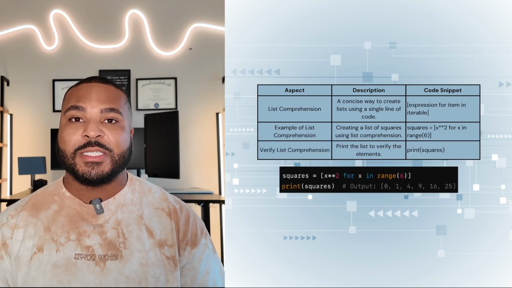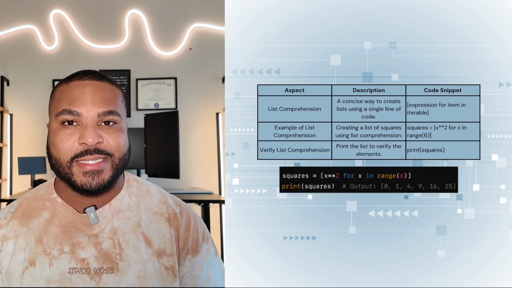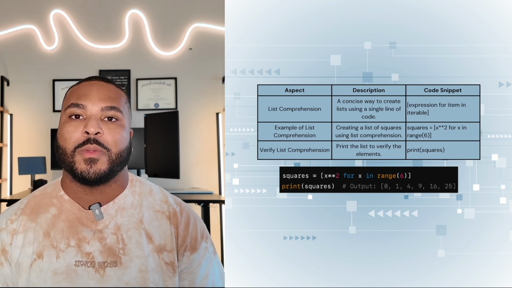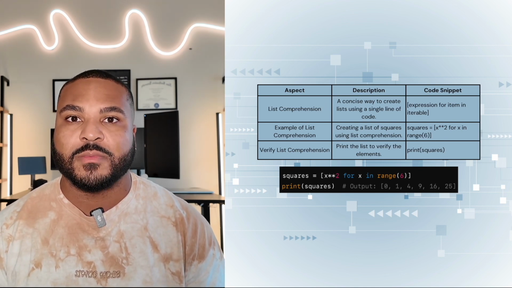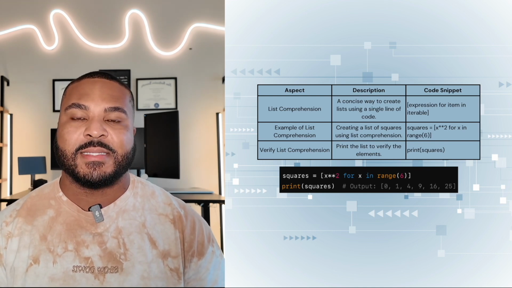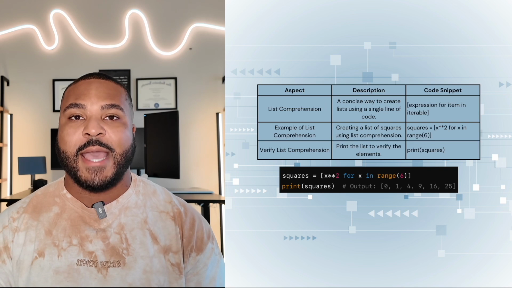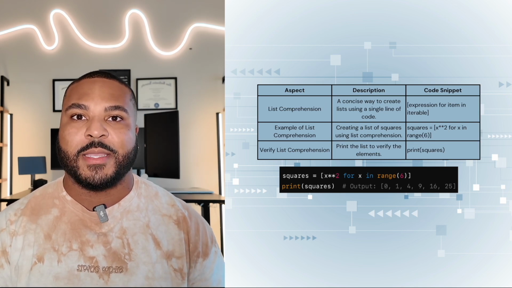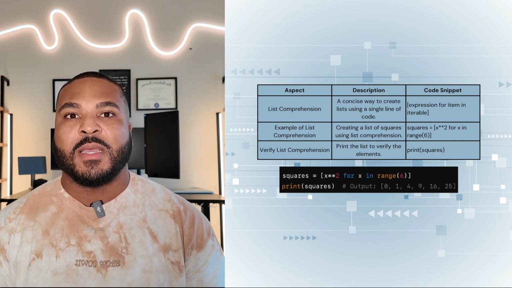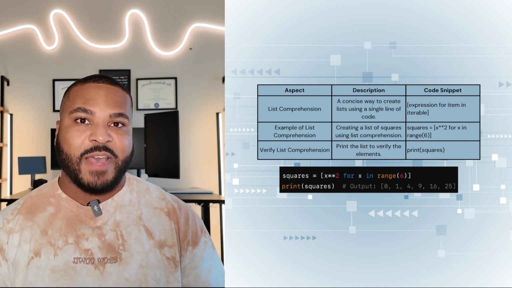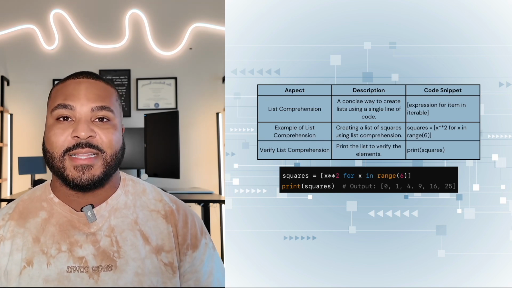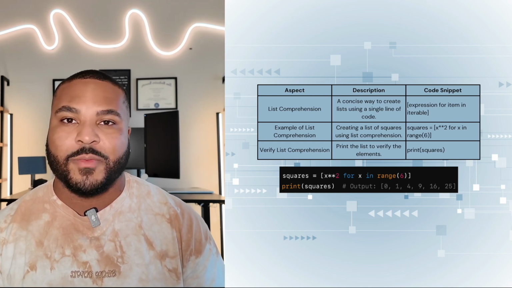List comprehensions allow us to create new lists by applying an expression to each item in an iterable, all in a single line of code. So let's break down how to use list comprehensions. The syntax is open bracket, expression for item in iterable, close bracket, where expression is the operation to apply to each item, item is a variable that takes on the value of each element in the iterable, and iterable is the collection of items, such as a list or a range.